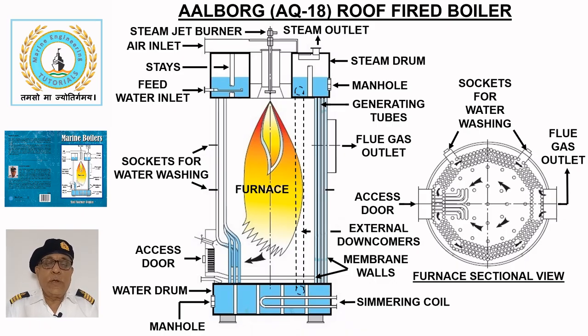The Aalborg AQ-3 boiler has an evaporation rate of 25,000 kg per hour, steam pressure of 16 bar, feed water temperature of 85 to 95 degrees centigrade, and atomizing steam pressure of 6 bar. This boiler can use heavy fuel oil up to 700 CST at 50 degrees Celsius. This completes our study on the development of Aalborg water tube boilers used on motor vessels as an auxiliary boiler.